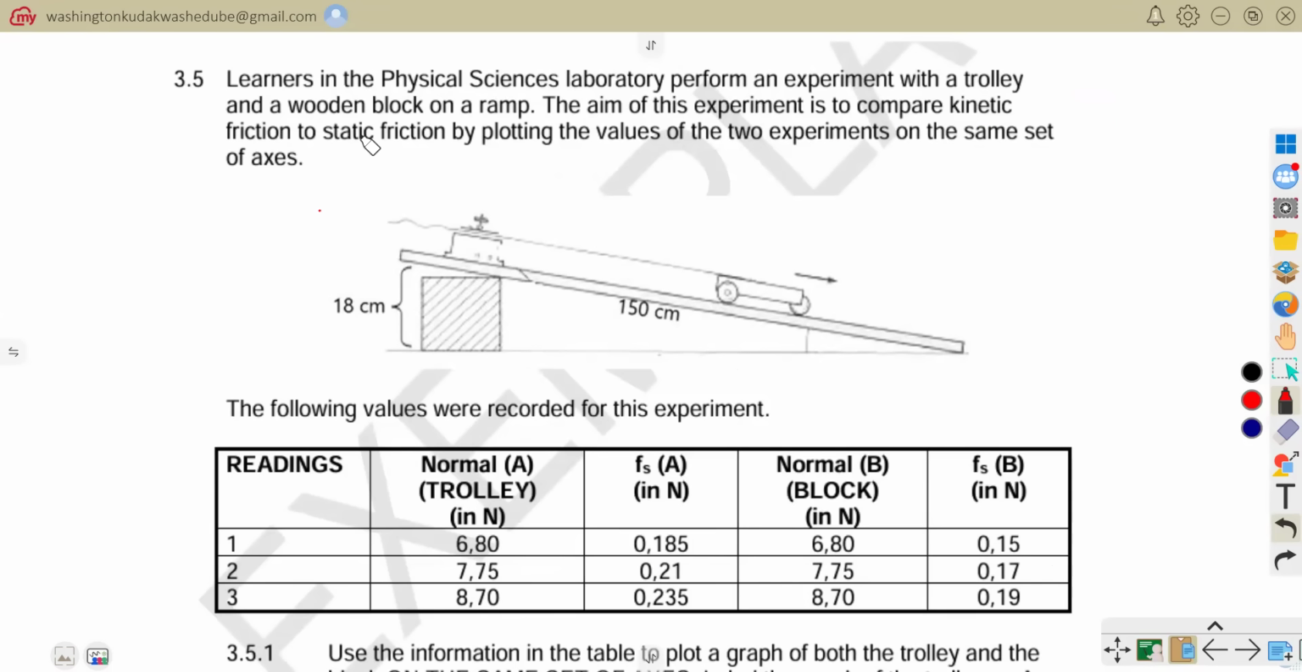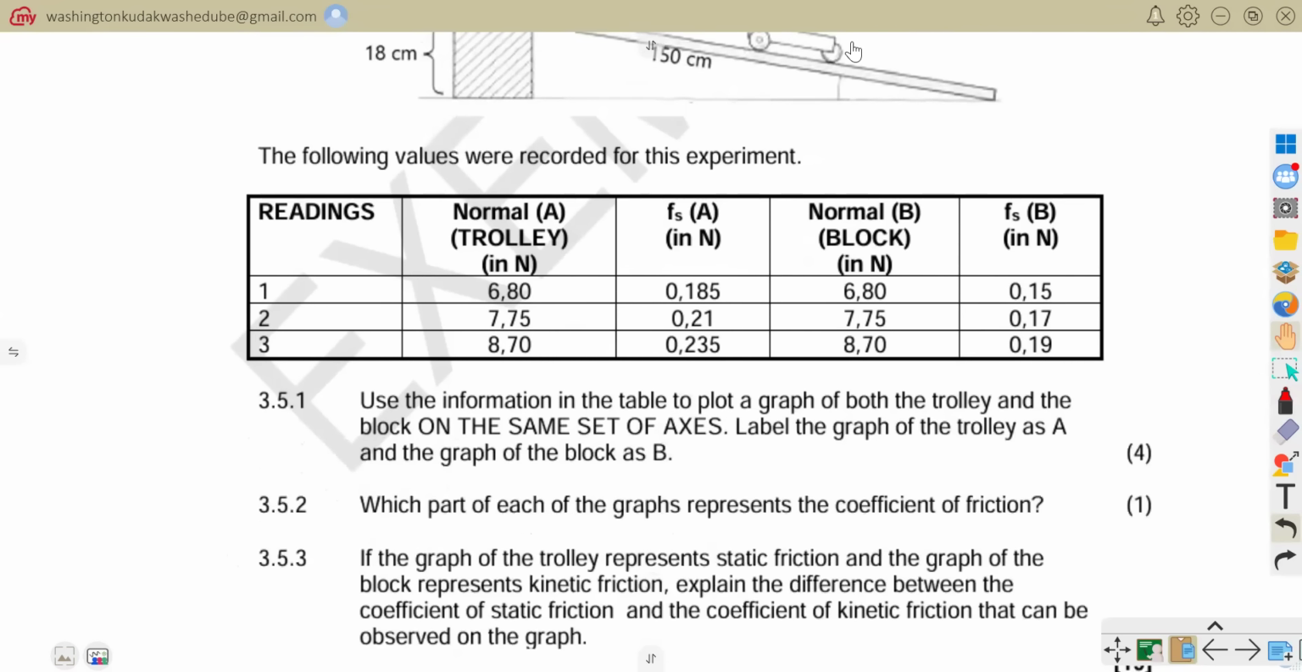Now they are saying that learners in the physical sciences laboratory perform an experiment with a trolley and a wooden block on a ramp. The main aim of this experiment is to compare the kinetic friction to static friction by plotting the values of the two experiments on the same set of axes. These are the values that they found. So they recorded these values that are given here.